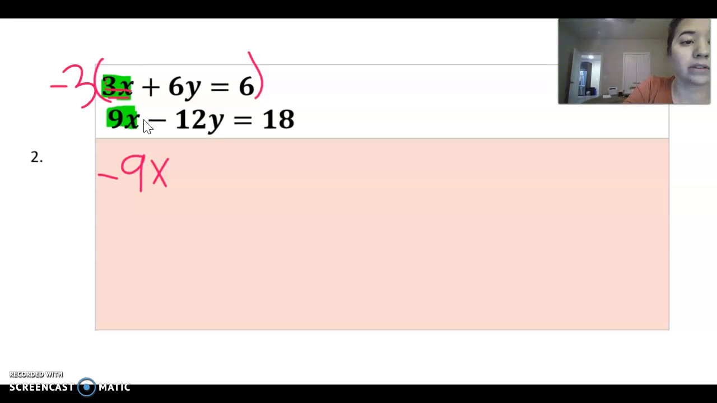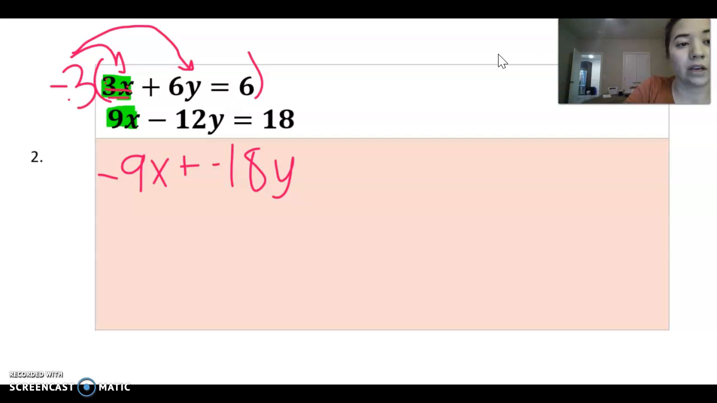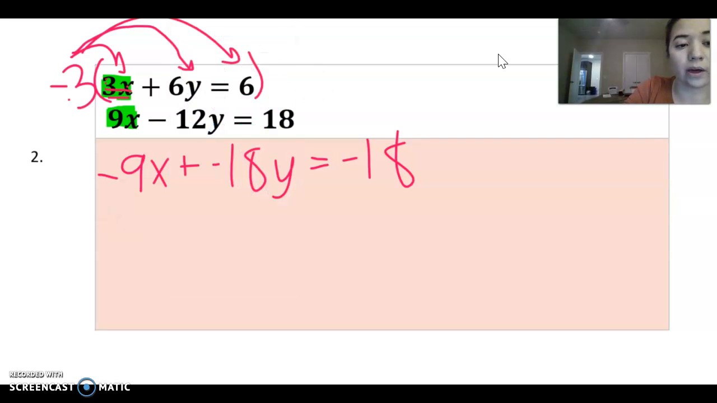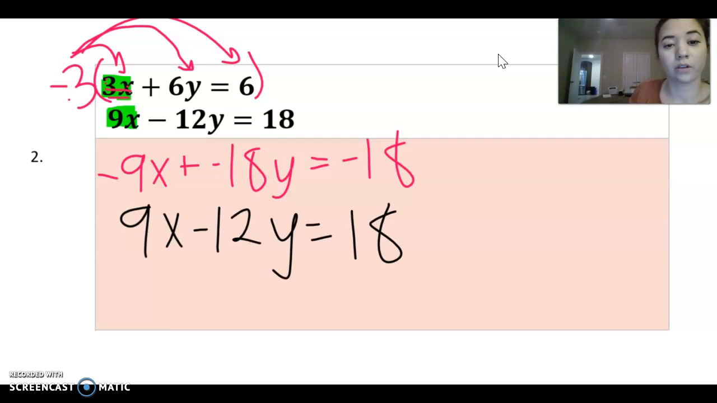So I'm going to multiply this whole equation by negative 3. Negative 3 times 3x is negative 9x. Negative 3 times 6y is negative 18y. And negative 3 times 6 is negative 18. And then again, I'm going to rewrite the equation that I didn't touch, so that bottom equation in this case. Great. Now we can see these 9's right here would eliminate. We have a negative 9 and a positive 9. Therefore, I did this right, and now we would be able to use elimination.